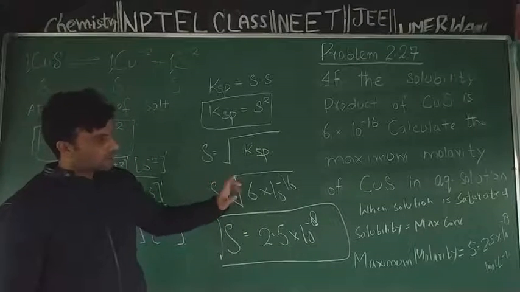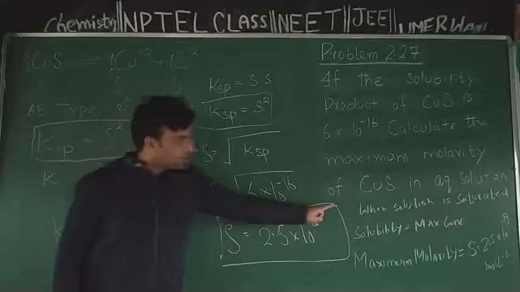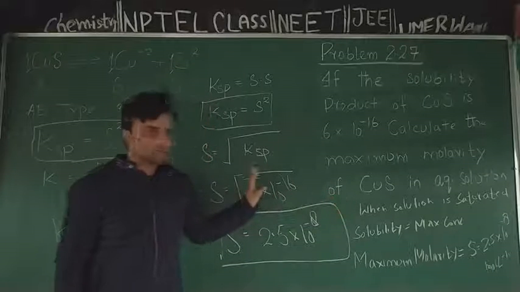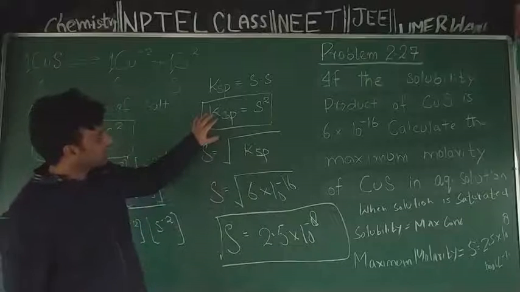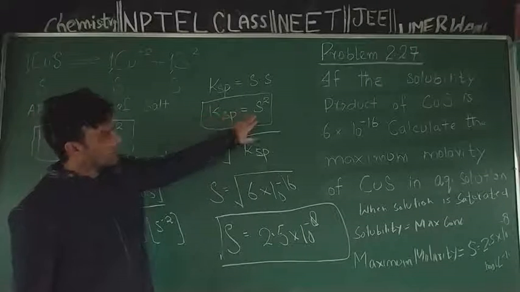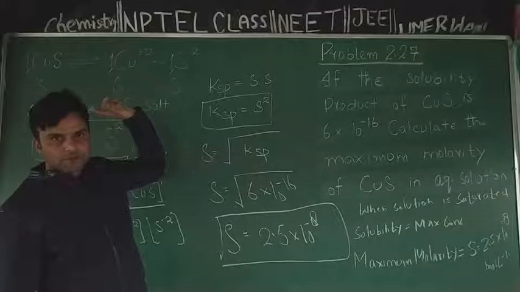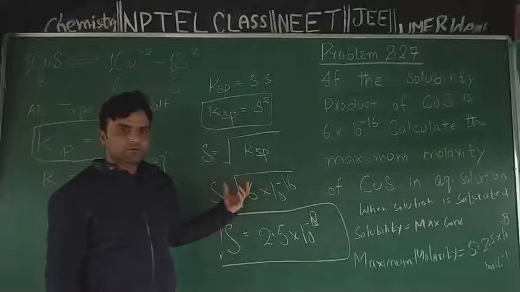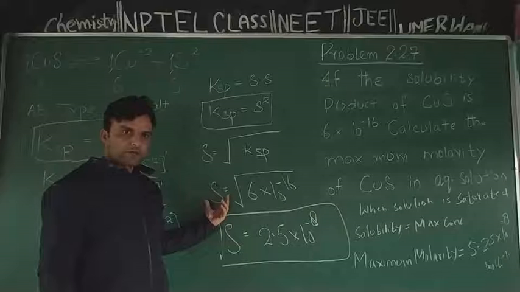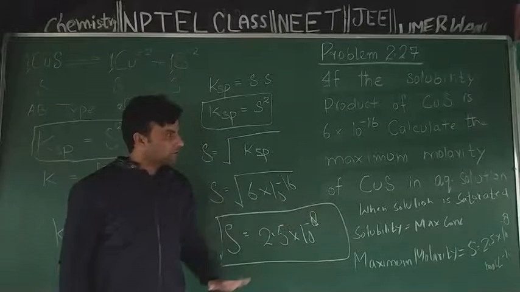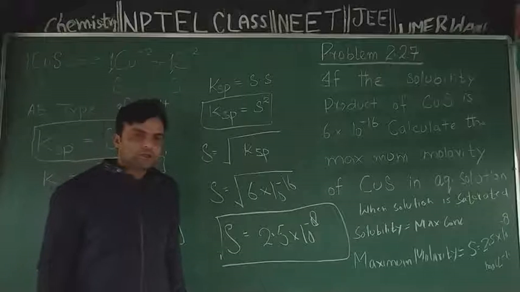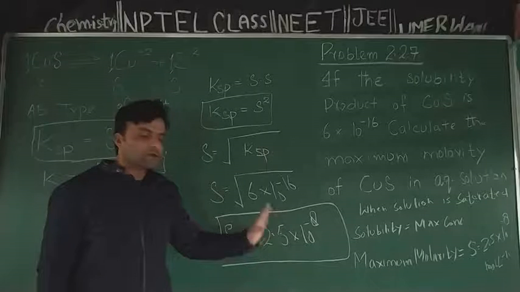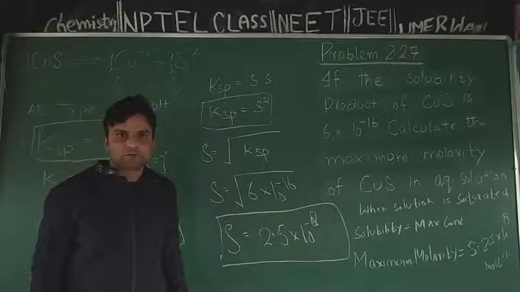And as already said, the heart of this problem is this. When the solution is saturated, we can only solve this problem when we have two ideas in mind. First, the relation between solubility product and solubility for a salt of AB type, for example copper sulfide. Second, how we can get maximum concentration from the calculated value of solubility. If the solution is saturated, solubility represents its maximum molarity. Solubility I got 2.5 into 10 raised to the power minus 8, so maximum molarity will be 2.5 into 10 raised to the power minus 8.